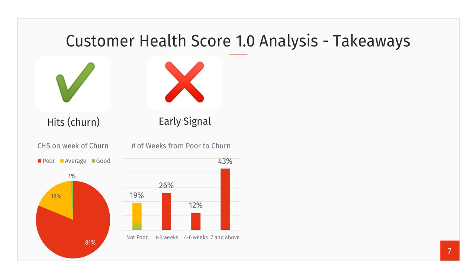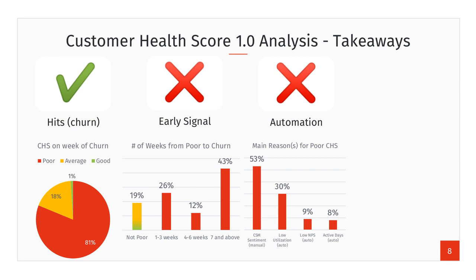The third thing that I wanted to check is what makes the account poor. And I found out that over 50% of the reasons that turned the account poor were due to CSM sentiment, which is a manual field that the CSM needs to update, and that marked the account as poor.